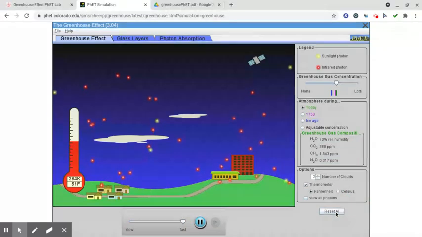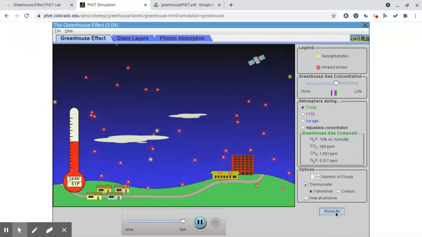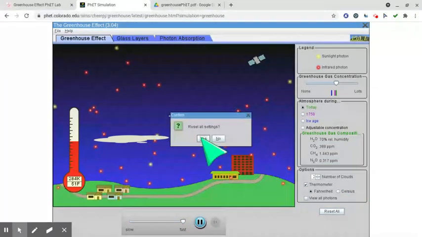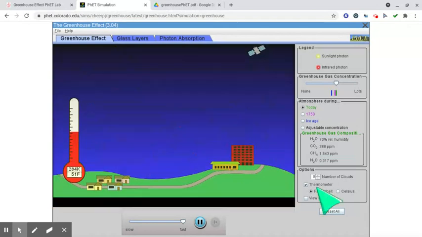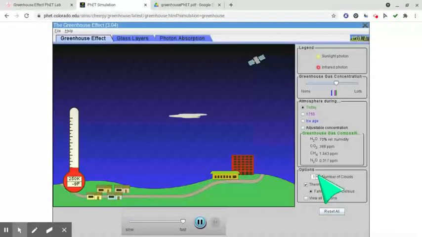Go ahead and reset. Let's reset it to get a real clear view. Okay, so we're going to go with 2 clouds. So we have one of these building areas covered and one of them not covered. And we're going to go ahead and watch what happens.